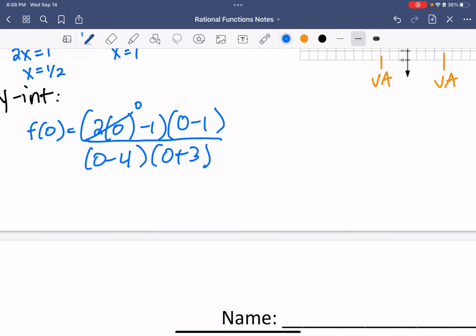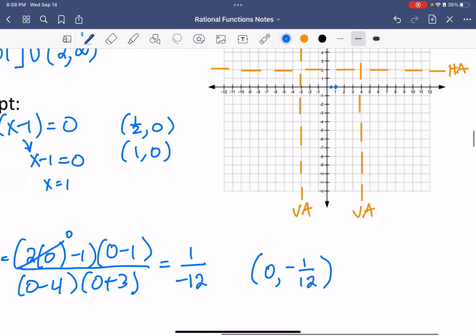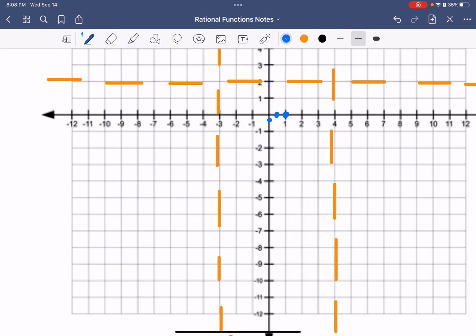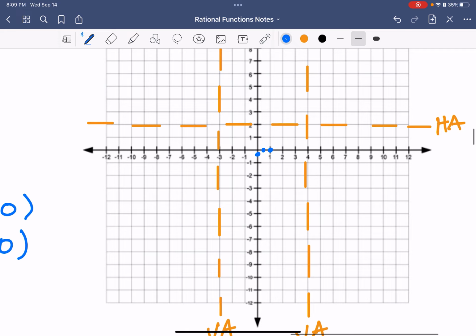And so you get 0 minus 1, which is negative 1. 0 minus 1, negative 1. Negative 1 times negative 1 is positive 1. And then 0 minus 4 is negative 4 plus 3 is negative 1, so we get 1 over negative 12. Okay, and you can confirm that on the calculator if you want. Okay, so the y-intercept is at 0, negative 1/12. So I'm going to make a little dot really close to the origin. And then we can graph it now.